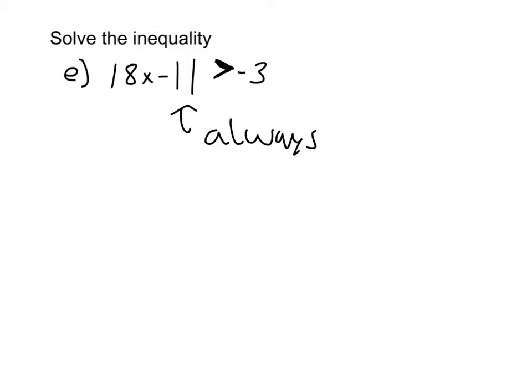The absolute value of anything, like, I don't know, I'm just having another variable there, but the absolute value of anything is always greater than or equal to 0. So surely it's greater than negative 3 then, okay? So the solution is negative infinity to infinity.